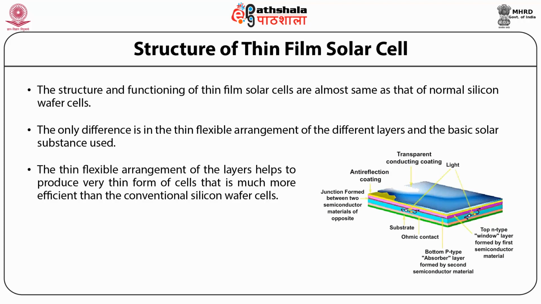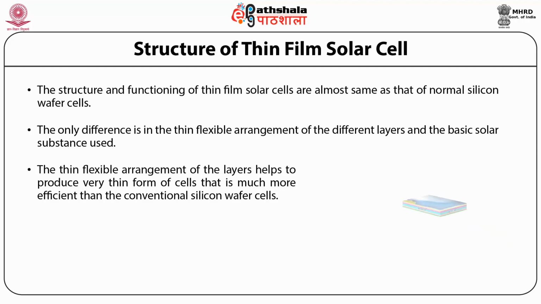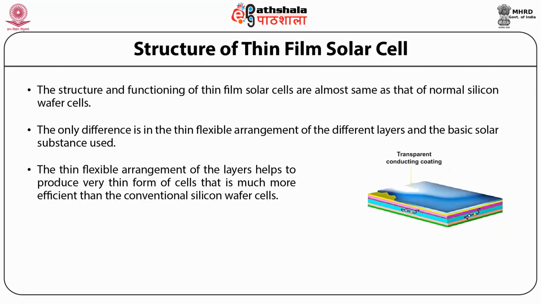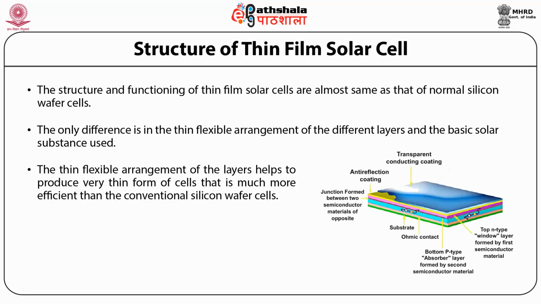In the figure given below, you can see that there are two contacts. The top contact is the transparent conducting coating, TCOs, which we studied in our previous module on optical coatings. Then there is anti-reflection coating. Between the anti-reflection coating and the lower bottom contact, which is an ohmic contact, there is a junction formed between two semiconductor materials. That is, first of all, in green color you can see the substrate.